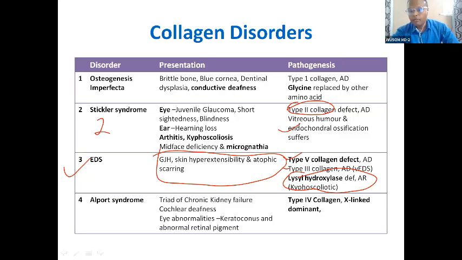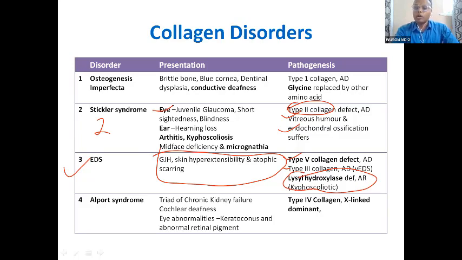Type 2 collagen is present in the vitreous humor, so that is why there is an eye problem, glaucoma in the eye. Glaucoma is increased pressure inside the eye because of lack of type 2 collagen in the vitreous. The anterior part of the eye has aqueous and the posterior has vitreous. So there will be an imbalance of pressure inside the eye, and that will cause juvenile glaucoma, glaucoma in a child.